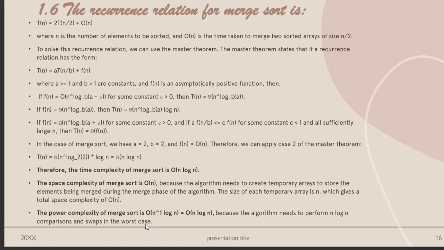The space complexity of merge sort is order of n, because the algorithm needs to create a temporary array to store the elements being merged during the merge phase of the algorithm. The power complexity of merge sort is order of n into 1 log n, equals big O of n log n, because the algorithm needs to perform n log n comparisons and swaps in the worst case.